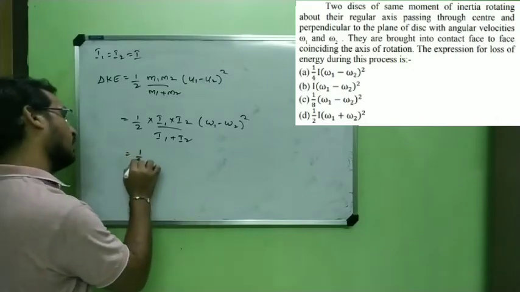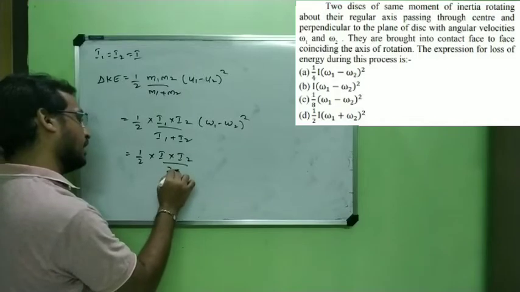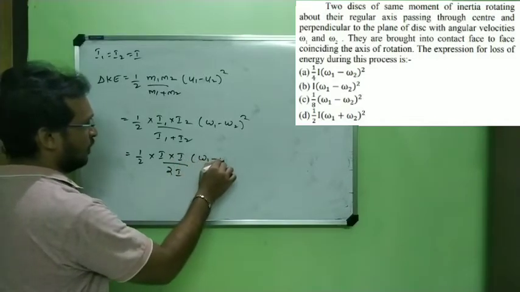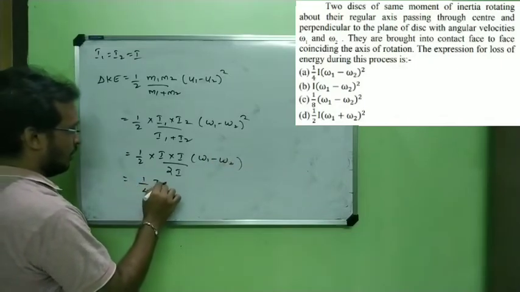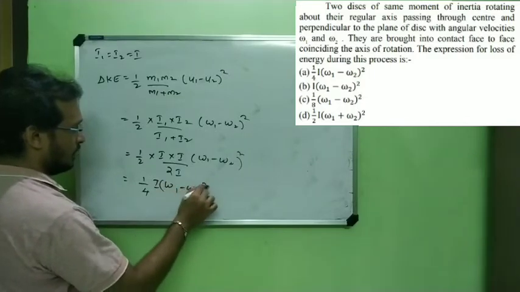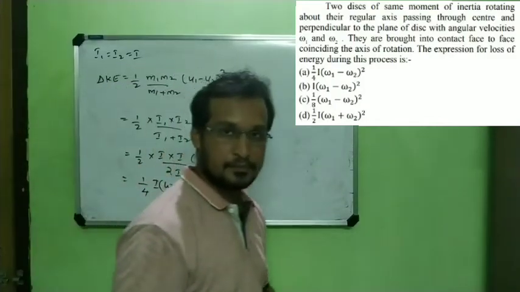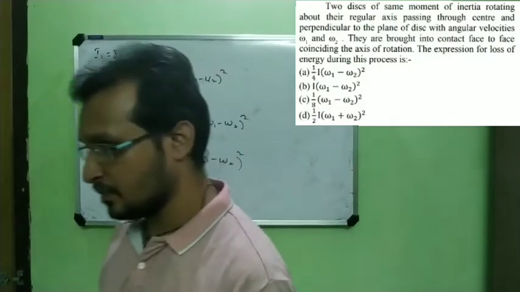Now I1 equal to I2 equal to I. Both are given as I. What will you get? You will get 1/4 I (omega 1 − omega 2) whole square. That's all. That's the answer. What's the option? Option A is the answer. Understood? Very simple question.